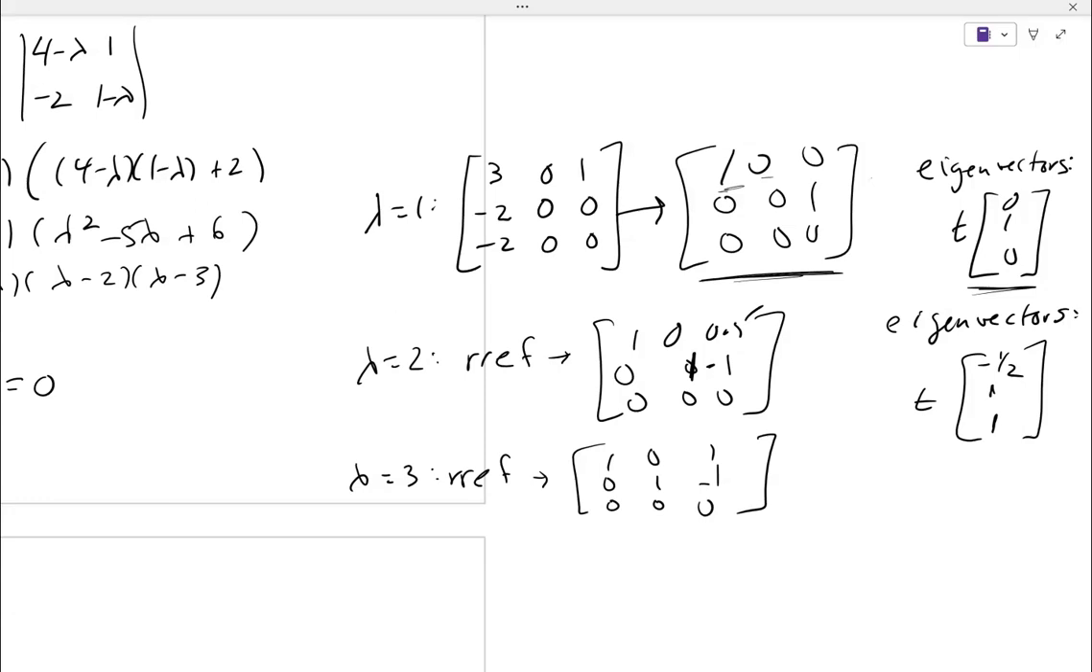In the last one here, again, our free variable is the third column. So the third one can be anything. The second one is the same as the third, right? And the first one is the opposite of the third. So, and then again, any multiple of that works. So again, if you were asked for a basis for the eigenspace, you would just write that one vector in a set notation, if you will.